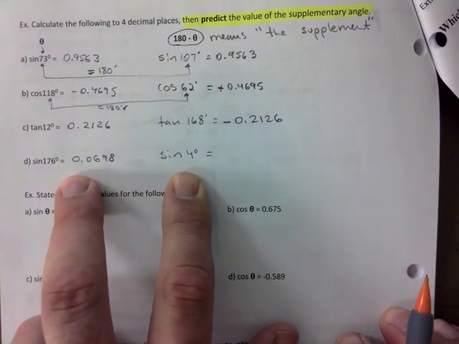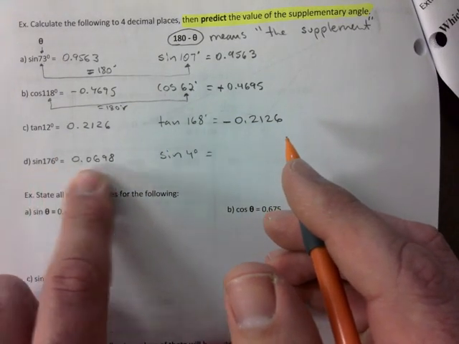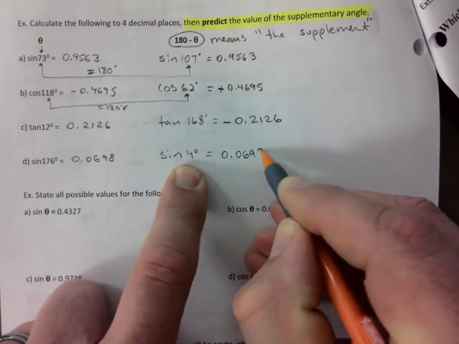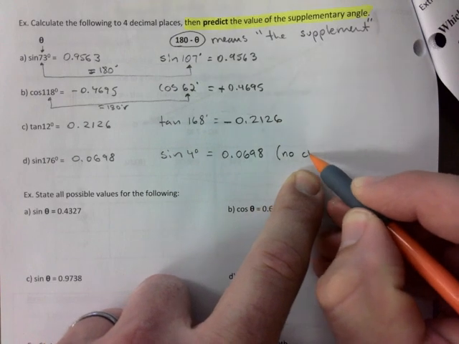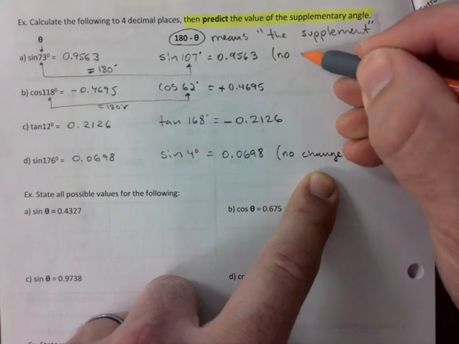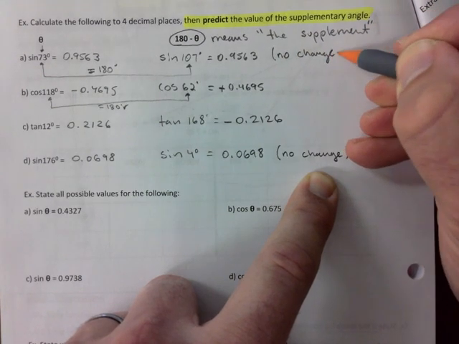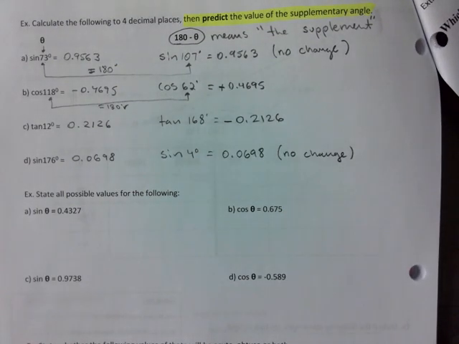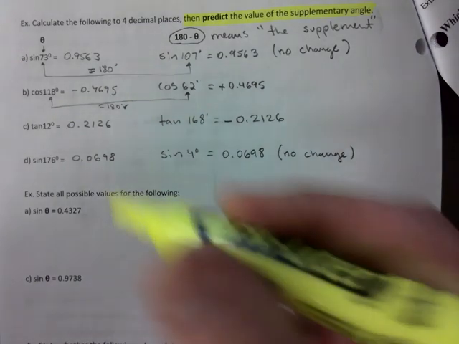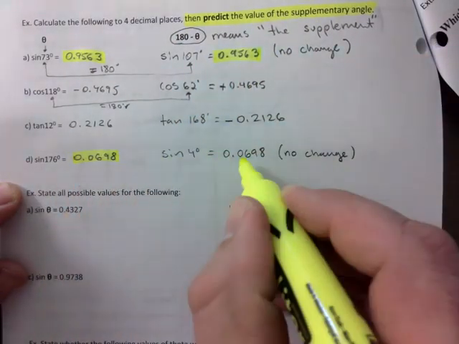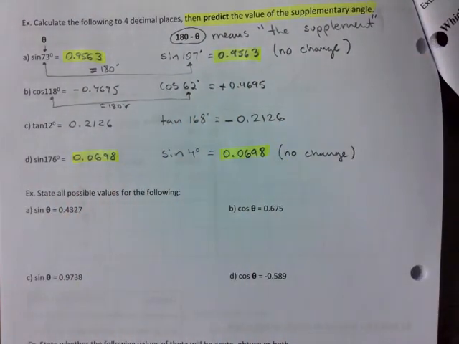Okay. Next, sine of 176 is that. Sine of 4 is going to be exactly the same. Okay, no change. I'm going to put next to the sine questions here the fact that there was no change. We did not change anything in terms of that. Maybe I'll highlight that. And exactly the same. This one is exactly the same as that one. This one is exactly the same as that one. Okay.